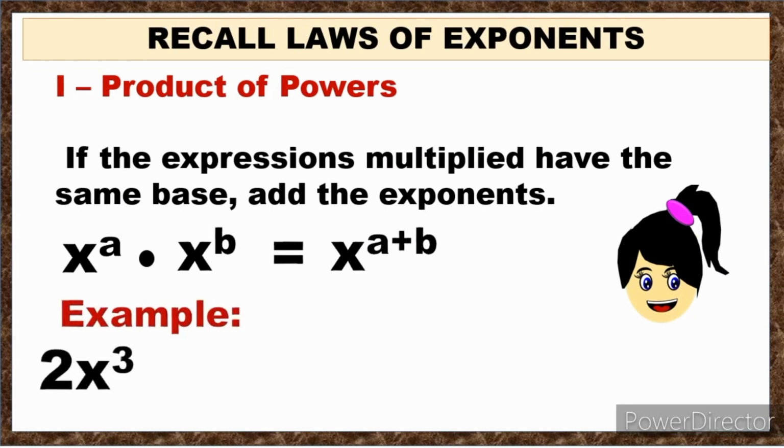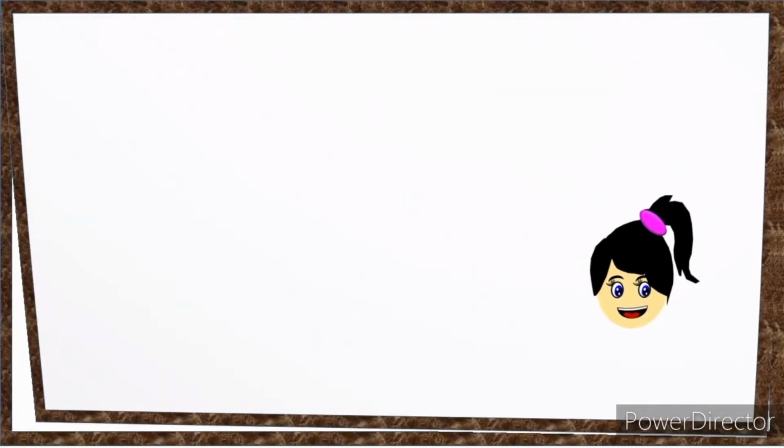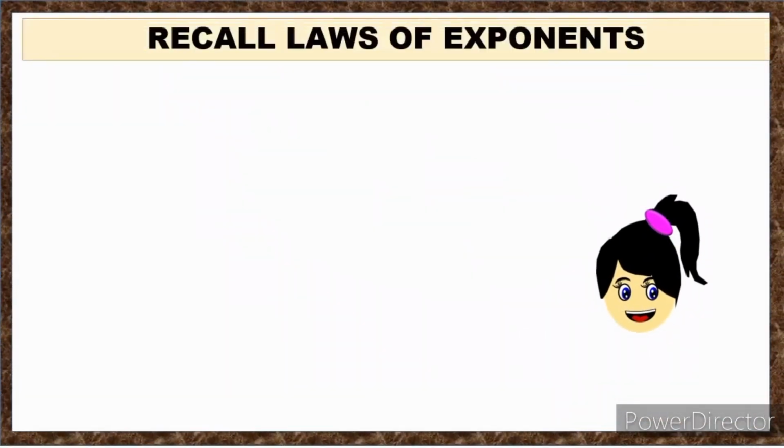Example, 2x raised to 3 times 5x raised to 4. Okay, in this example, we're going to multiply the numerical coefficients, which are 2 and 5. So now we have 2 times 5. And then we have the same variable x. So we're going to add their exponents. We have 3 plus 4. So, i-multiply natin yung numerical coefficient, tapos ipag-add natin yung exponent ng same variable, which is x. So, 2 times 5 is equal to 10, and x raised to 3 plus 4 is 7. Therefore, the answer is 10x raised to 7.